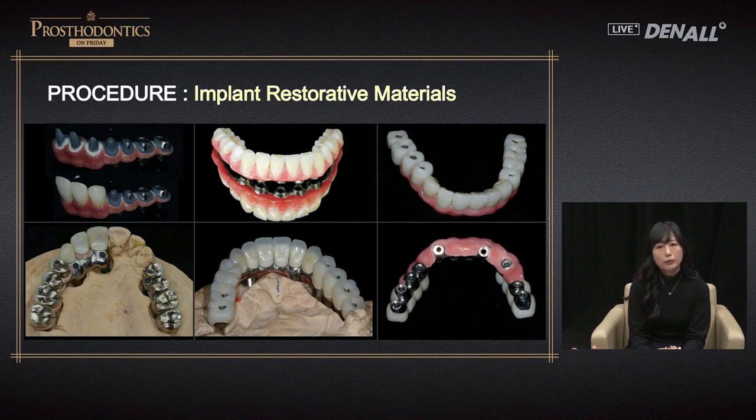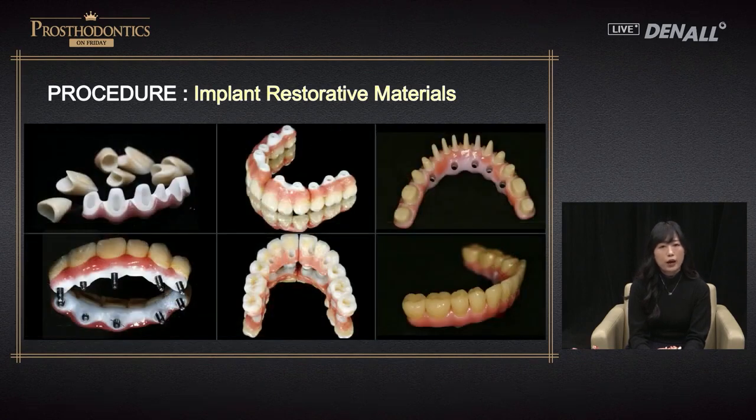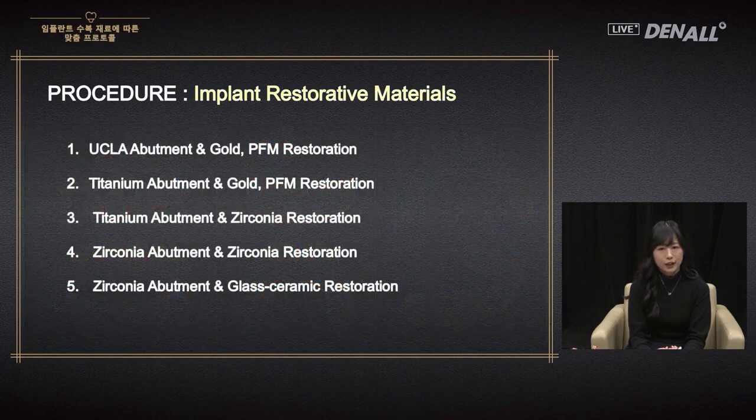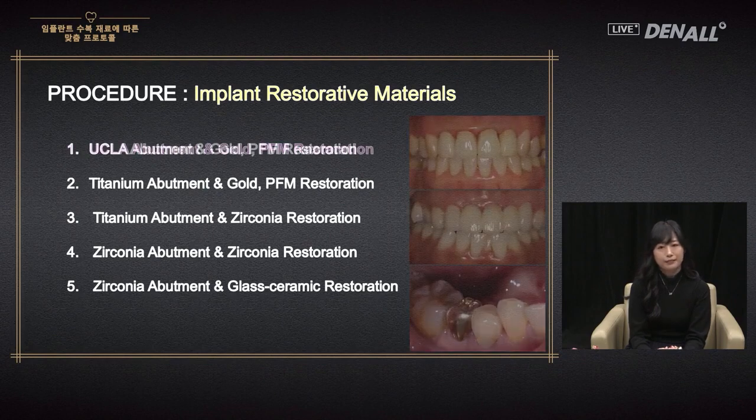Titanium abutment with gold and PFM or zirconia restoration, that's the general way. Zirconia abutment with zirconia or glass ceramic restoration with high aesthetic value. Applying dental cement depends on implant restorative materials. The procedure varies depending on different cements, so you need to understand the recommendation provided by the vendor.